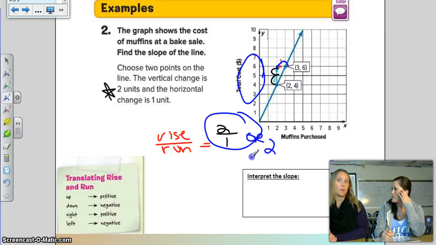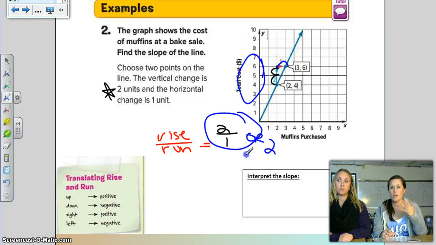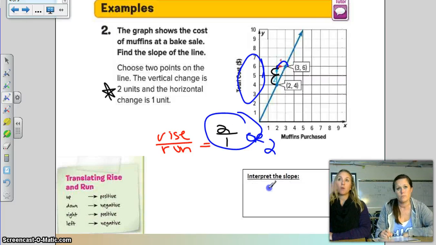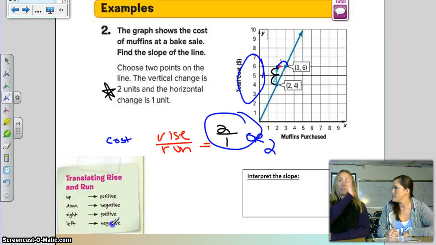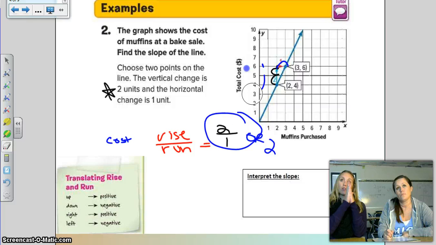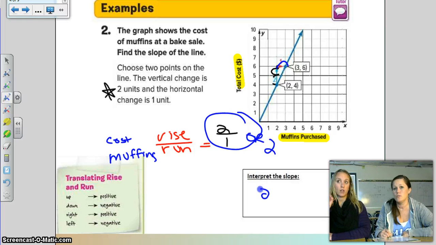Now, interpreting the slope. Because this is a real world problem, or word problem, I have to now talk about what that slope means. So my rise was for cost, it says. So I'm looking at my y-axis label. I have cost over the muffins purchased. So I'm going to have cost and then muffins. So altogether, this would be $2 per muffin. It's a pretty good deal.